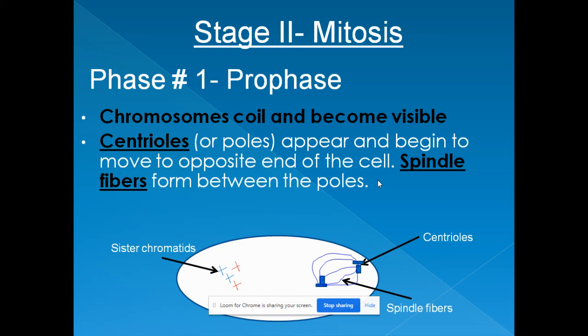The spindle fibers are these microtubule structures that will be connected from the centriole to the chromosomes, and then it drags them to the edge of the cells. Nuclear membrane disappears. That's what I told you. That's the first thing that happens in a prophase, the nuclear membrane disappearing.